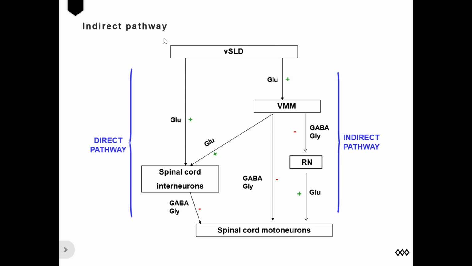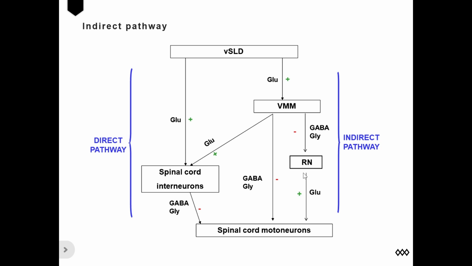An indirect polysynaptic pathway consists of other descending glutamatergic vSLD neurons that send their projections to the VMM, which in turn inhibits the motor neurons of the ventral horn of the spinal cord, resulting in muscle paralysis. The neurons of the VMM release GABA or glycine to the ventral horn motor neurons and glutamate to the spinal cord GABA glycinergic interneurons, which in turn inhibit the motor neurons of the ventral horn.